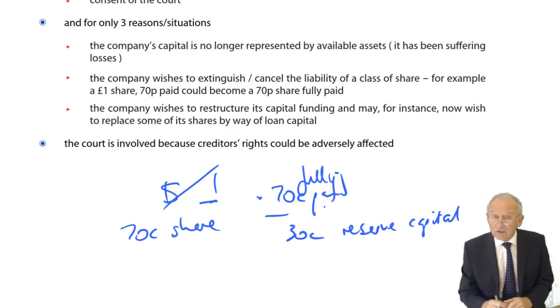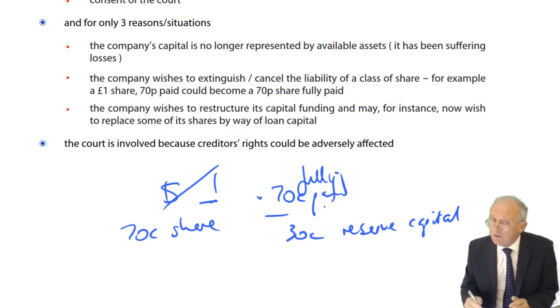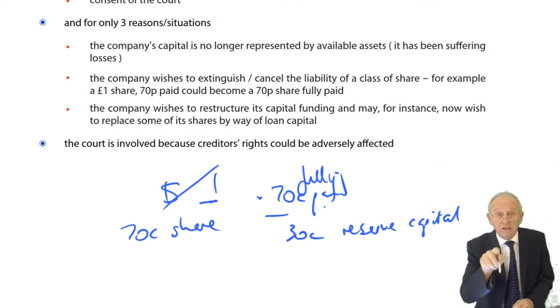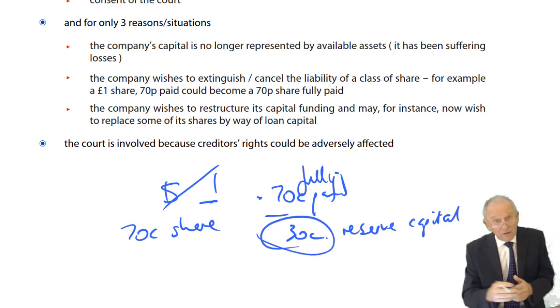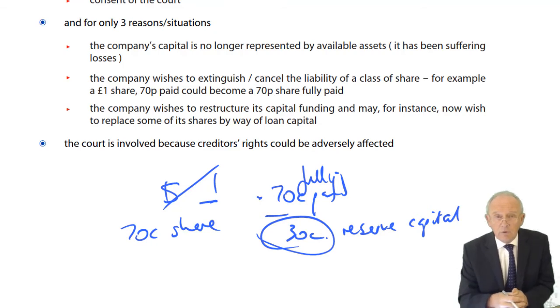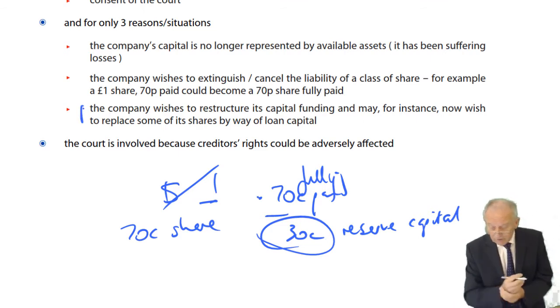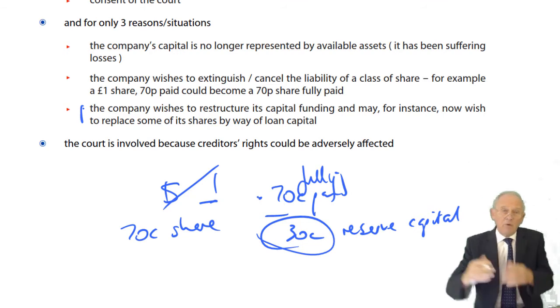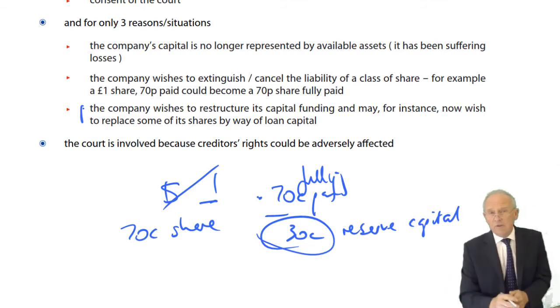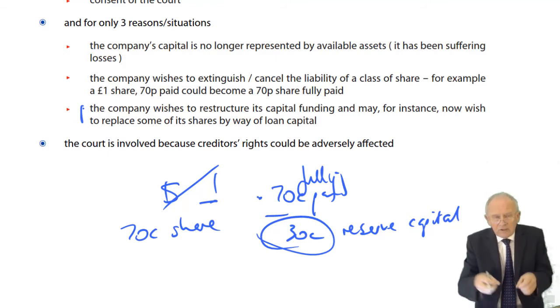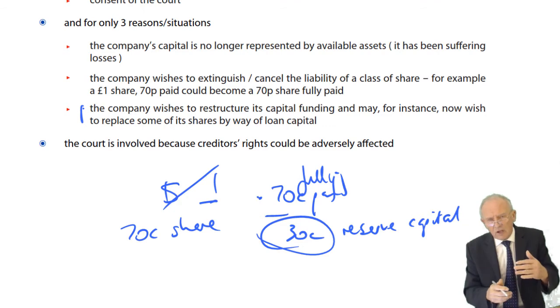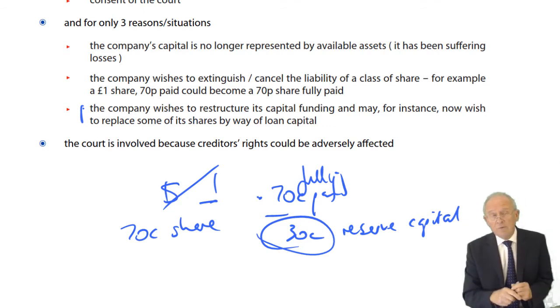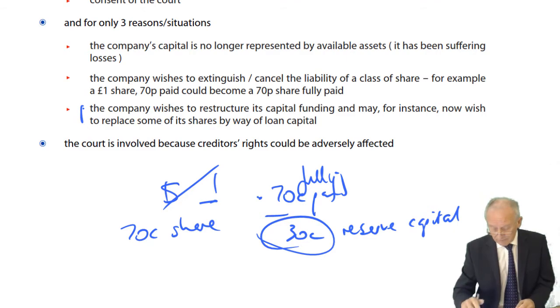But we have to satisfy the court, because in the event of a liquidation, a liquidator could have come along and said, time you paid us your 30 cents. And he could have asked for this 30-cent difference in order to make up the funds available, in order to make sure that we pay as much as we can to the payables, to the creditors. And the third one, the company wishes to restructure its capital funding. It may want to reduce its share capital and replace it, for instance, by borrowing heavily. So increase the gearing of the company, take away the shareholders' involvement and increase the involvement of the lenders of the loan capital.